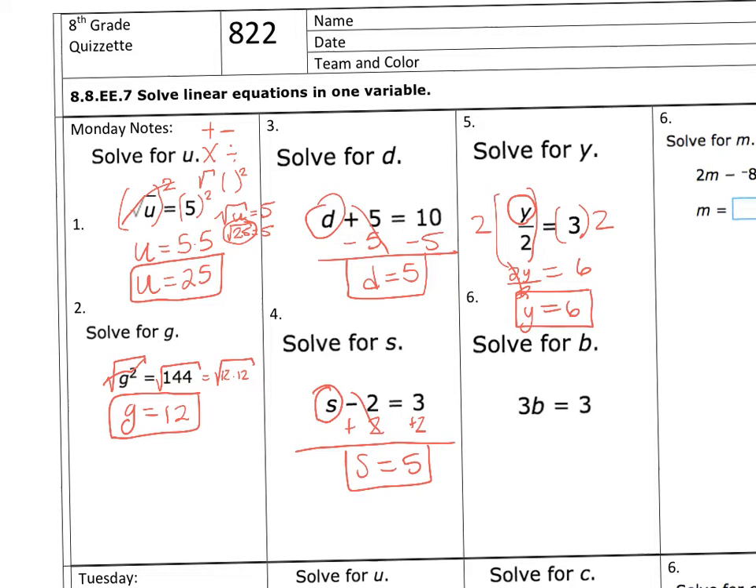Then number 6, 3 is being multiplied. I'm going to divide it because that's the opposite. 3 goes into 3 one time, but I'm not going to write 1b. I'm just going to write b equals, and a lot of you sometimes think that's 0. It's impossible. 3 goes into 3 one time. You can also think of fractions. 3 over 3, that's 1 whole. B is equal to 1.